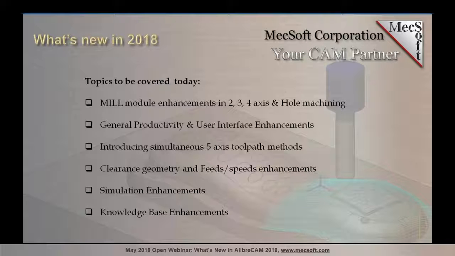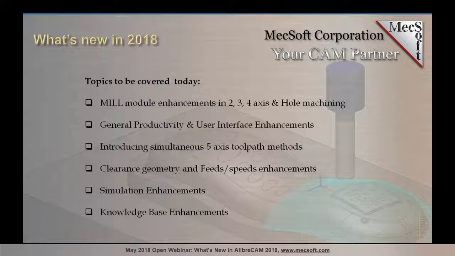So what we're going to be showing today is basically all the new features that we've introduced in the 2018 AlibreCAM product. The first topic would be the mill module enhancements. Mostly we are focused on the mill module for the 2018 product. We have a whole host of enhancements in 2, 3, 4 axis, as well as hole machining. And then Uday is going to be showing some of the general productivity and the user interface enhancements that have gone in. And then finally, the most important part of the presentation is introducing the simultaneous 5-axis toolpath methods.